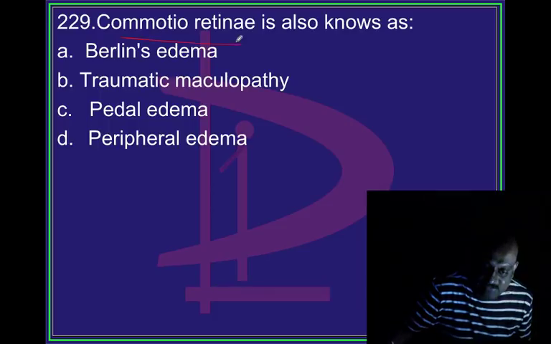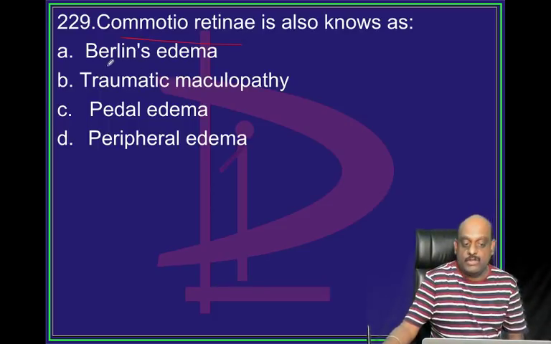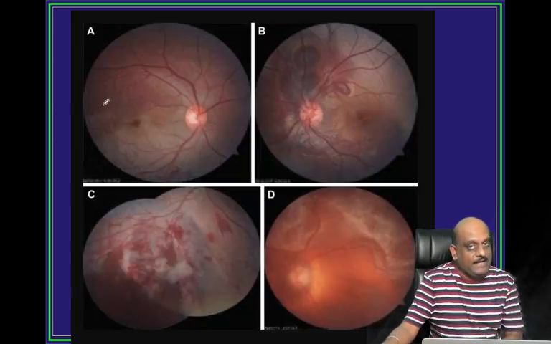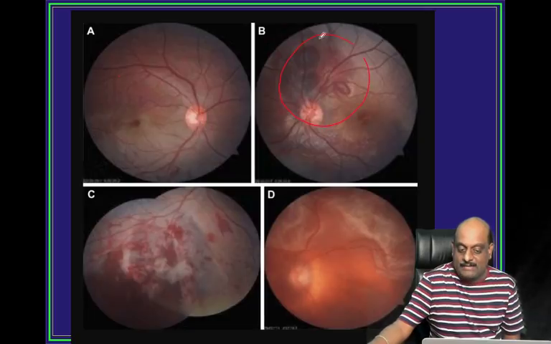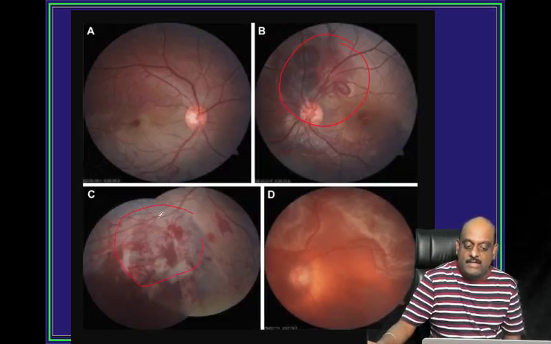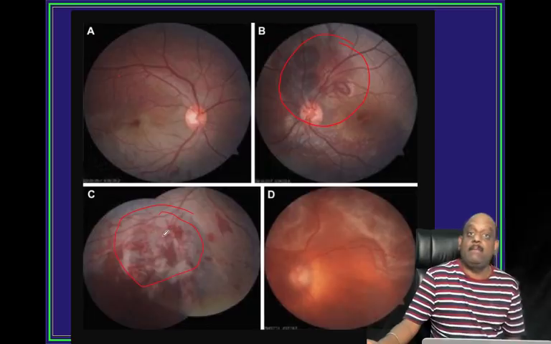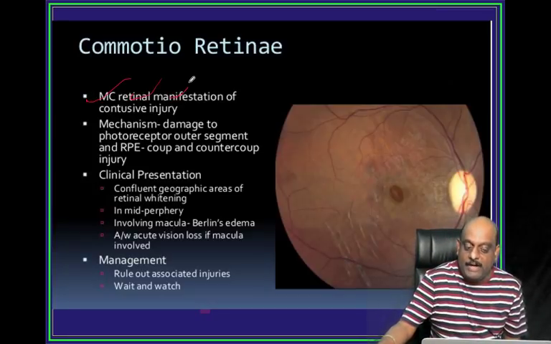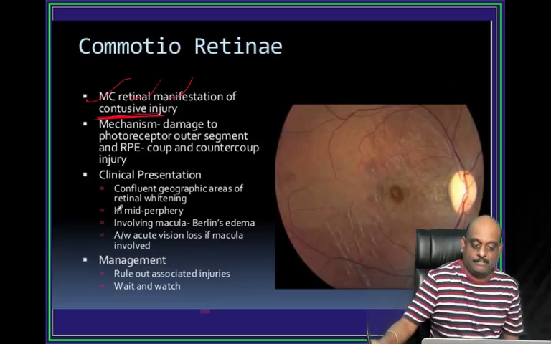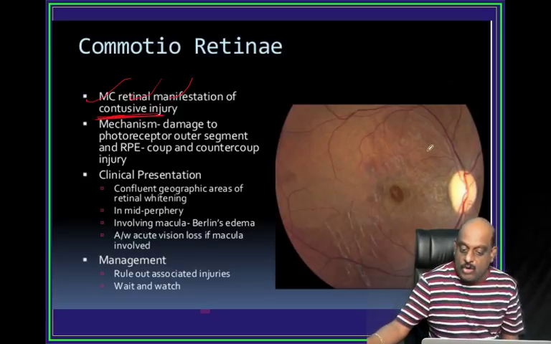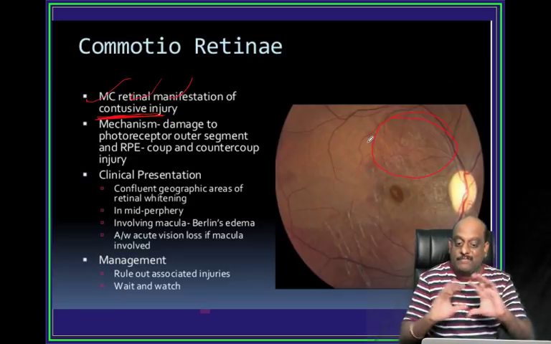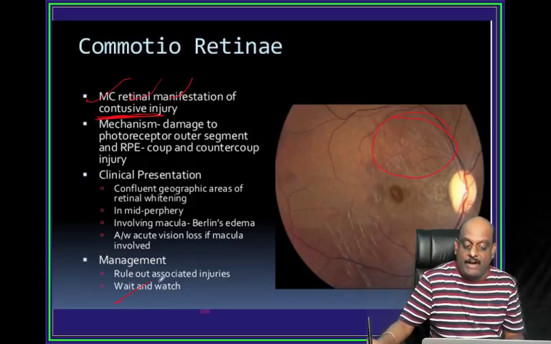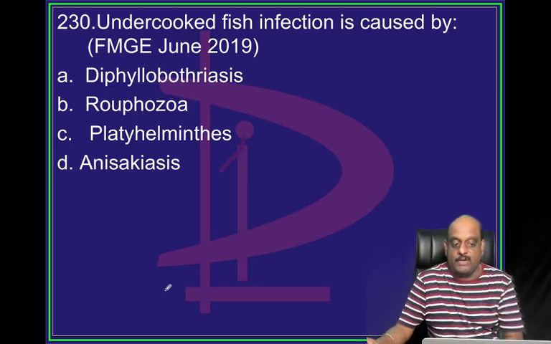Commotio retinae, it is also called Berlin's edema. I have a gut feeling definitely an image-based question will come in NEET PG. So this is the development of commotio retinae after blunt trauma. It is the most common retinal manifestation of concussive injury. There are confluent geographic areas of retinal whitening and you need to wait and watch, that is the main thing that you need to do.